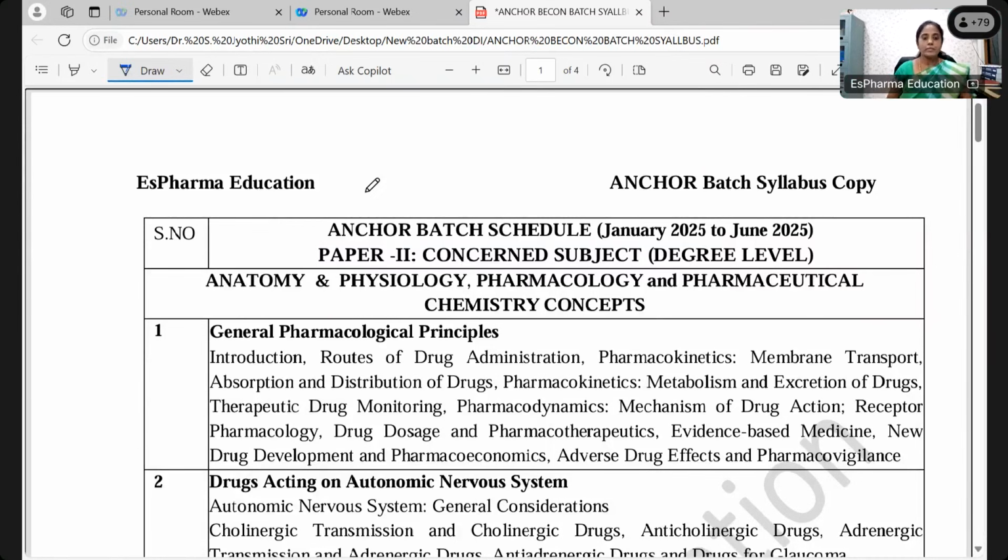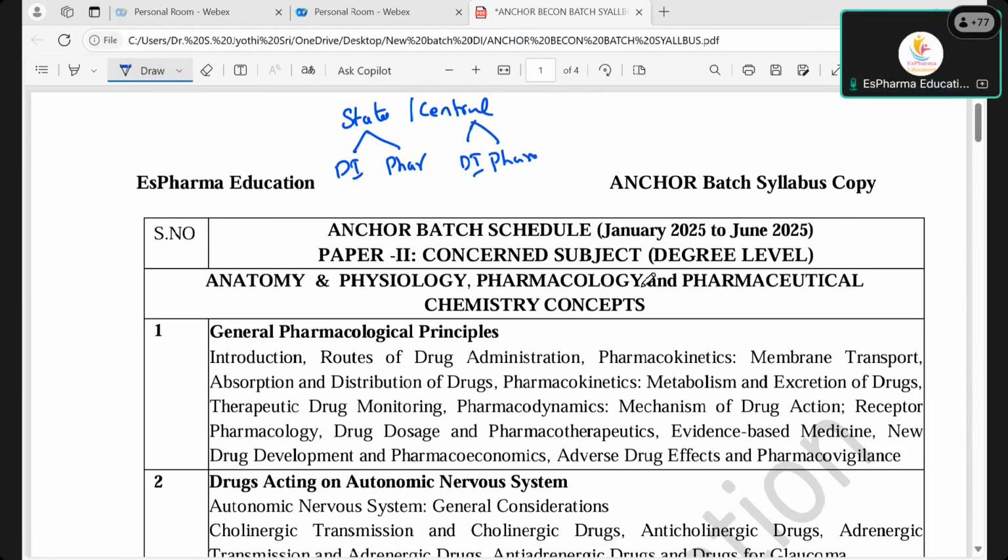Yeah. First of all, coming to examinations. Examinations are of two types: state and central. State exams and central exams. Again, in state we have two: state drug inspector and state pharmacist, and likewise central drug inspector and central pharmacist. So what is the age criteria we'll see first. Why? So that you get an idea of where you will fall, and accordingly you can fix it in your mind.